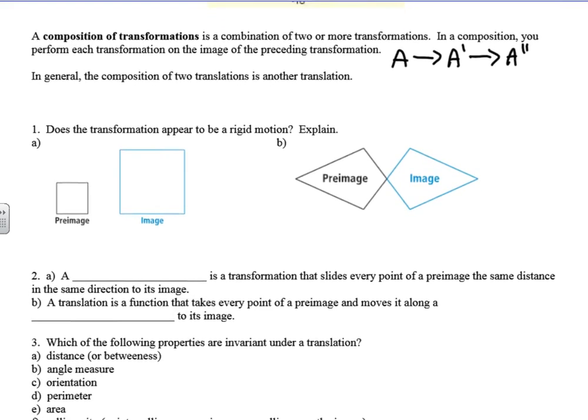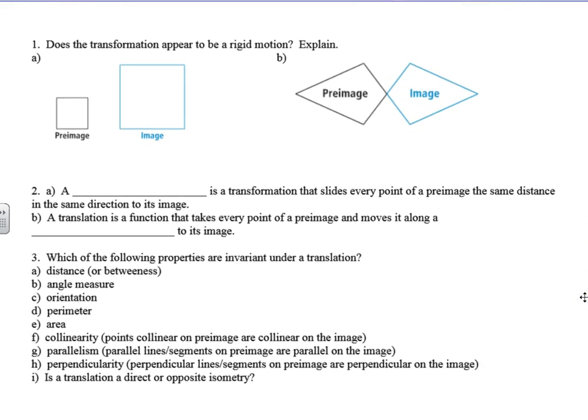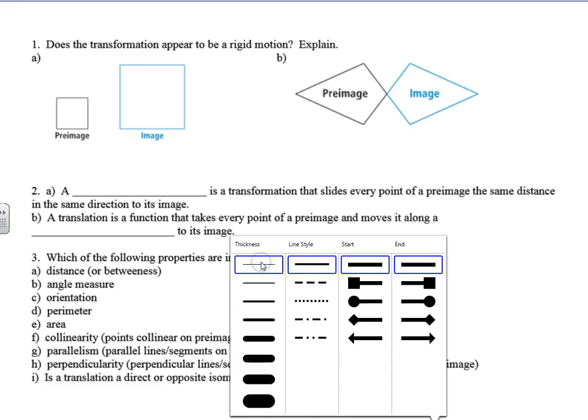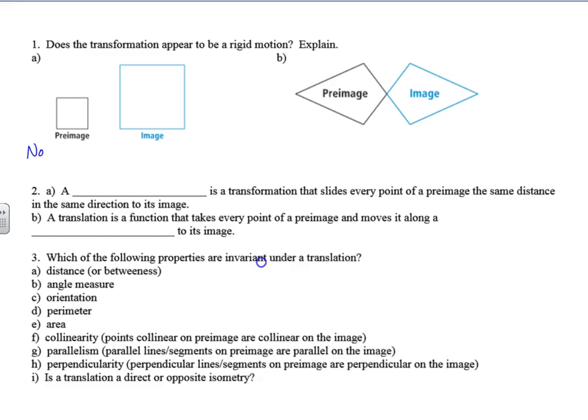So we're going to answer some questions and highlight this vocabulary, and hopefully get you ready for the assignments and help solidify some of this understanding. Does a transformation appear to be a rigid motion? For A, pre-image and image, does it preserve distance and angle measure? No, it does not preserve distance. Clearly, the image is larger than the pre-image. But for B, if we look at these two, they look exactly the same. One's just maybe flipped over there.